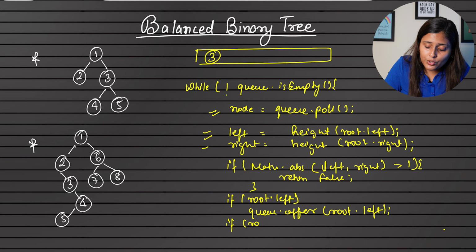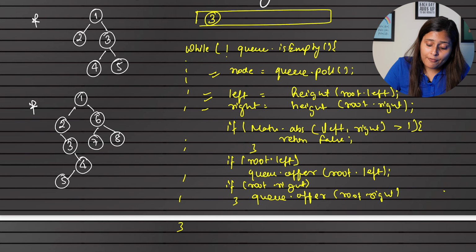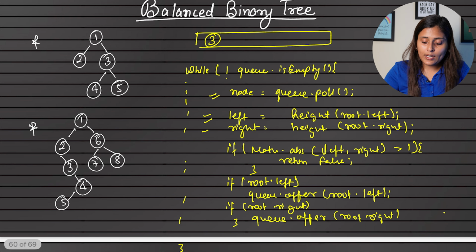Similarly, if root dot right exists, then only in queue offer root dot right. Very simple. Now after coming outside this whole while loop, if we have not got a false return statement, then I can say it is a balanced tree, means return true. Correct?